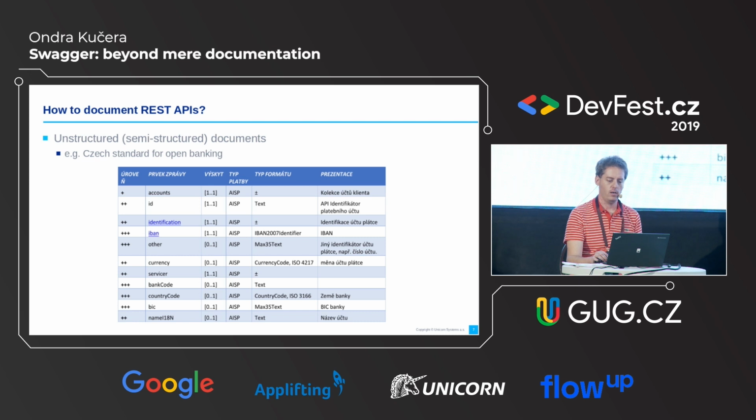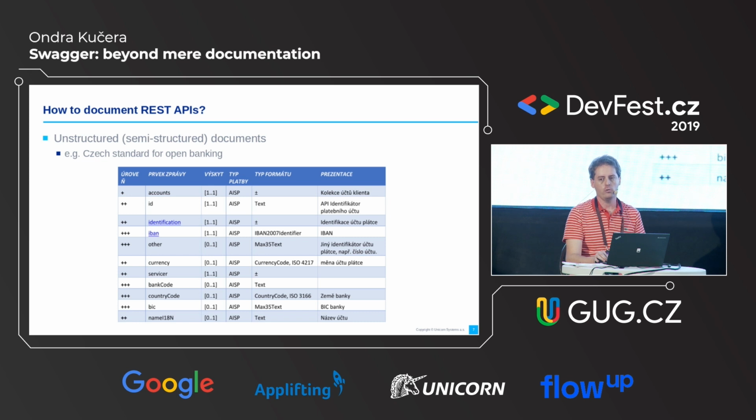But I see in different projects that the interfaces are sometimes described just by writing a free text document, something like that. It's better than nothing. By the way, good news is that I heard, I didn't check, that this Czech standard for open banking is now in Swagger as well. They did it during the last year, so I hope it's true. I just heard that.